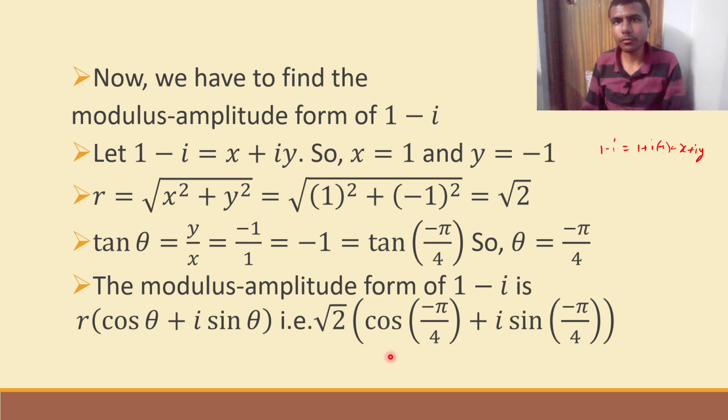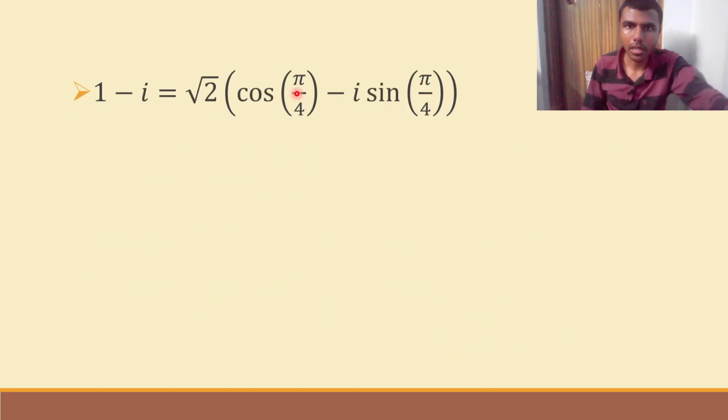See, cos of minus theta is cos theta. Cos of minus pi by 4 and cos pi by 4 both are same. So in the next step, you will see that this will be cos pi by 4. And sine of minus theta is minus sin theta. So sine of minus pi by 4 is minus sin pi by 4. That minus will come here. So in the next step, you will see that 1 minus i equals cos pi by 4 minus i sin pi by 4. I hope it's clear. Any doubts, please come in the comments box.